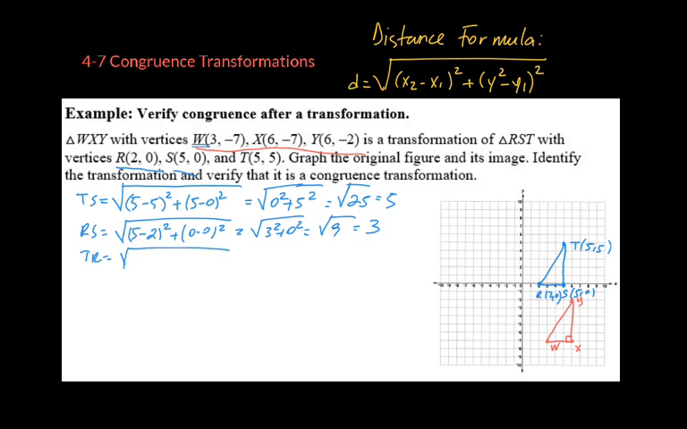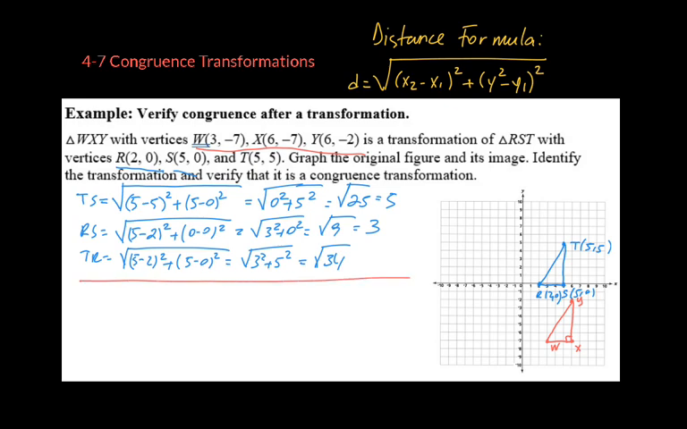The last side of the first triangle is TR. Let's do the same thing and then find the distance. 5 minus 2 squared plus 5 minus 0 squared. So the first number is 3 squared plus 5 squared. When we do the math, we get 34. Okay, this is what we have for the first triangle.